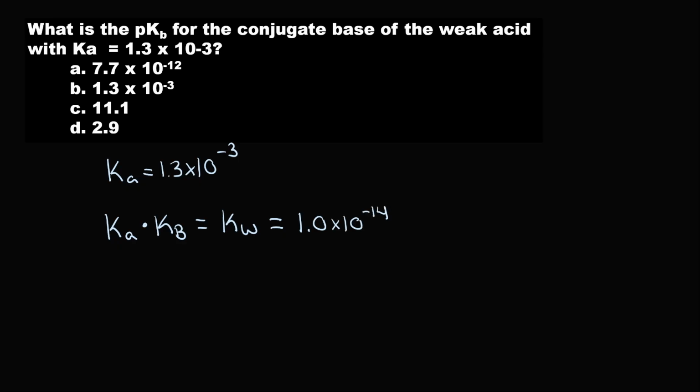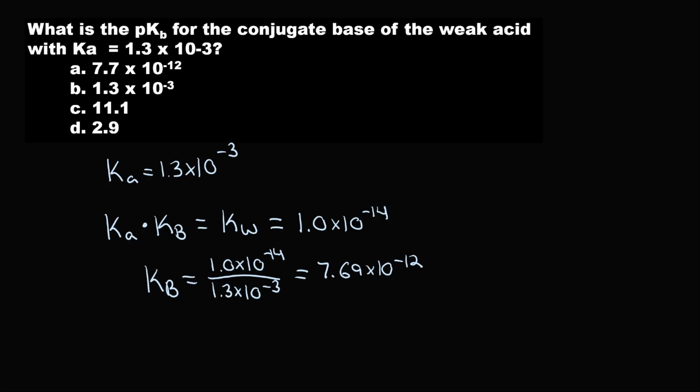So if we wanted to find pKb, or Kb in this case for right now, Kb will just be equal to 1.0 times 10 to the minus 14 divided by 1.3 times 10 to the minus third. And after you solve that within your calculator, you should get a Kb of 7.69 times 10 to the minus 12. There is an answer that looks very similar in letter A, but this is only Kb. The question is asking for pKb.